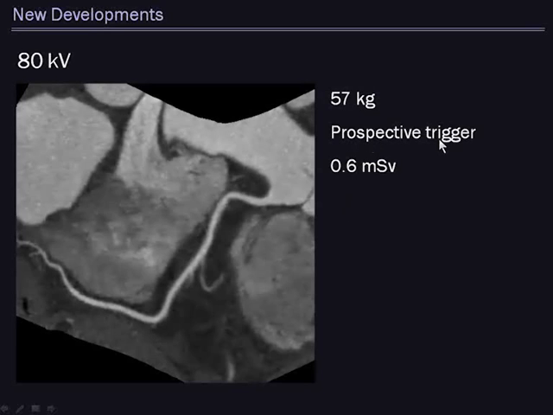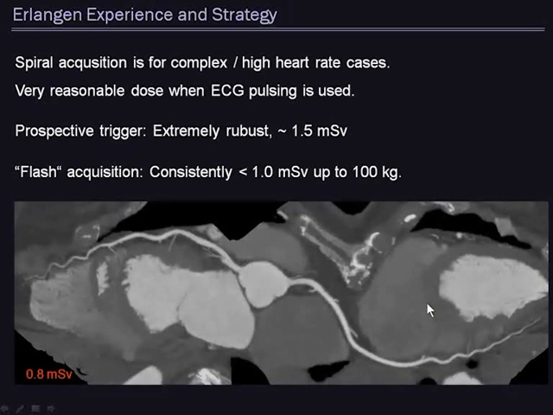Here's an example of a patient weighing 57 kilograms, prospectively triggered acquisition, 80 kV, dose of 0.6 millisieverts. Especially if we have listeners in Asia, where patients tend to be of very low body weight, this can be used very, very frequently. I have colleagues in Singapore, for example, who use 80 kV almost as their standard, and they can have very, very low doses for their patients.